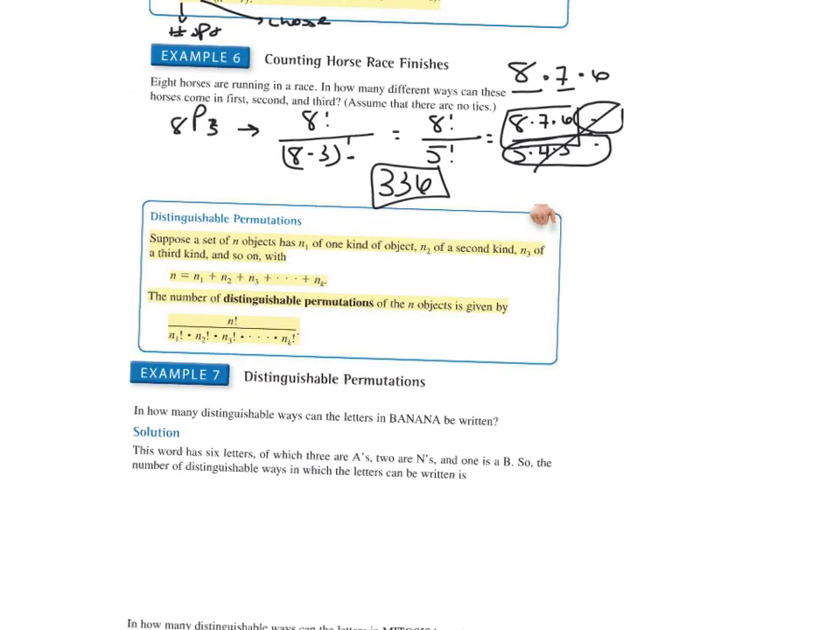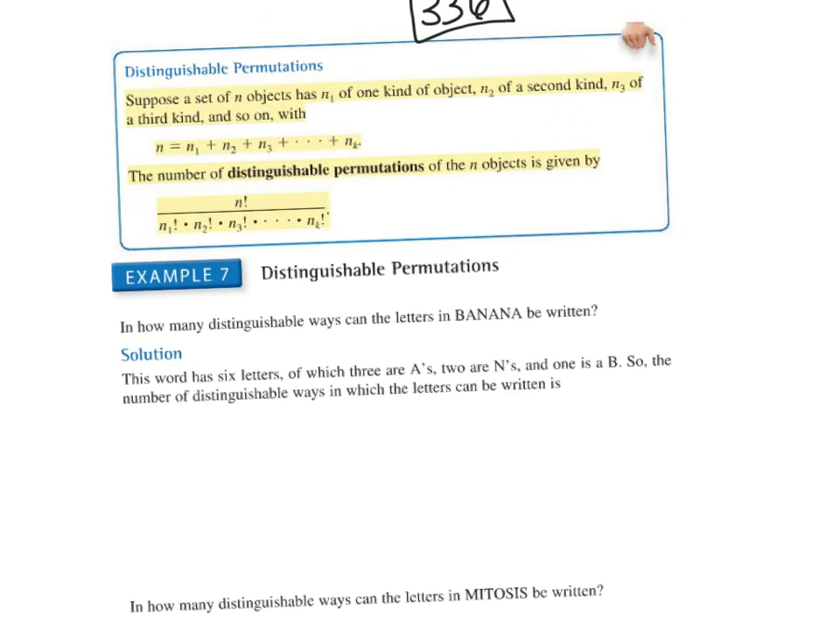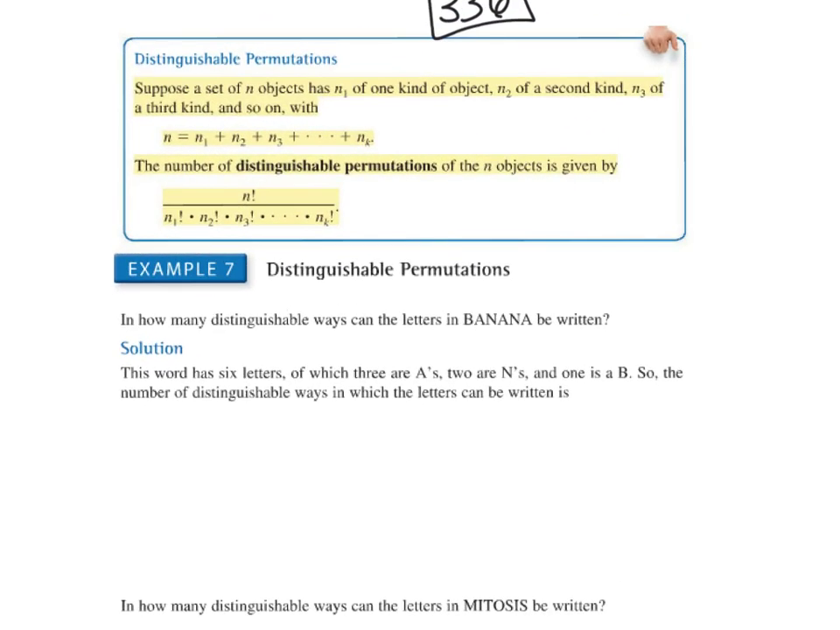So the difference with distinguishable permutations is that you have to divide out any duplicates. So these are actually kind of fun for some reason to me, but you might not think so. So if you wanted to figure out how many ways you could write the letters in banana, notice that there are, let's see, count them, 1, 2, 3, 4, 5, 6 letters. So 6 letters. But then there are some repeats.